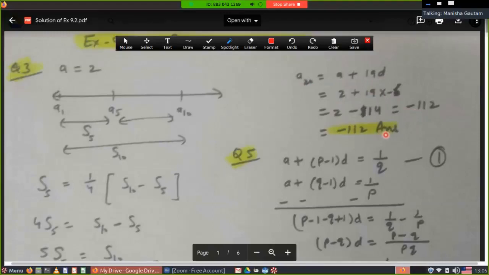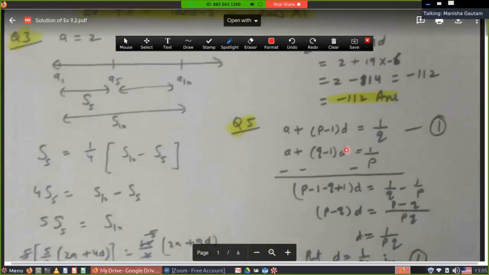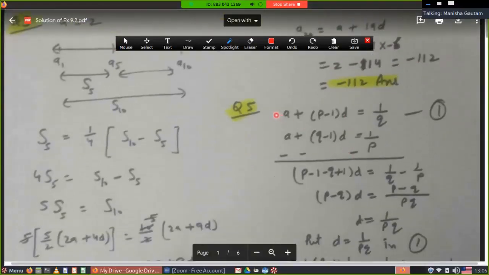Now come to question number 5. Read the statement of question number 5. In an AP, if the pth term is 1 upon q, and the qth term is 1 upon p, you have to prove that the sum of the first pq terms is half of (pq plus 1), where p is not equal to q.